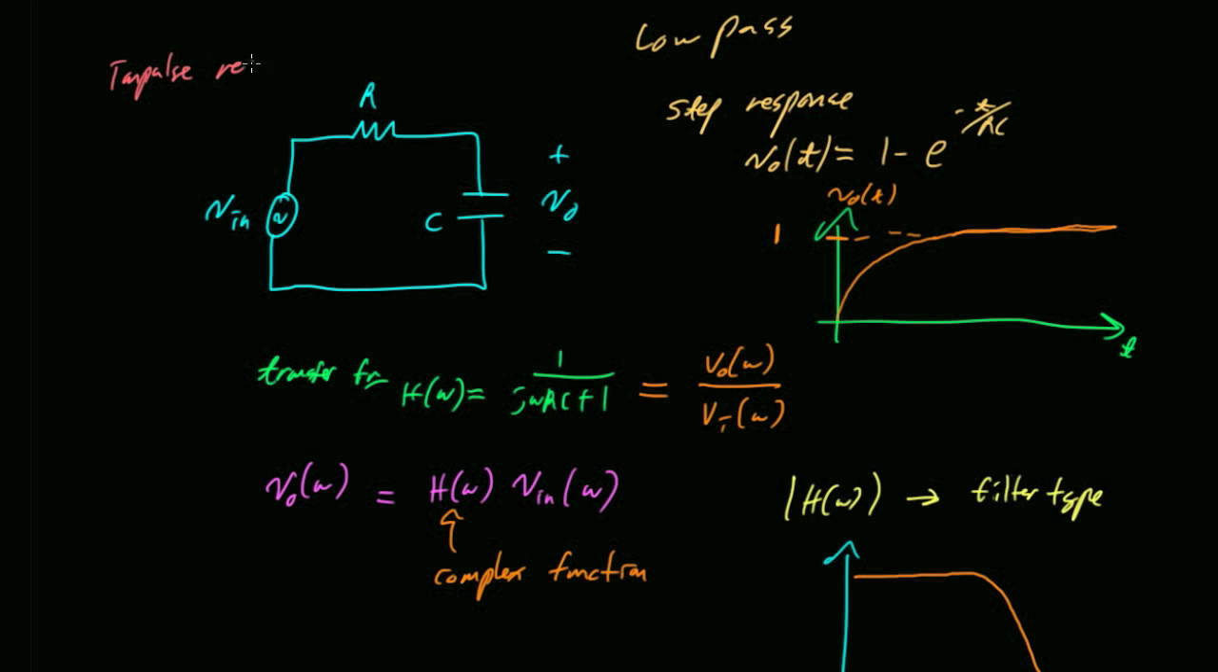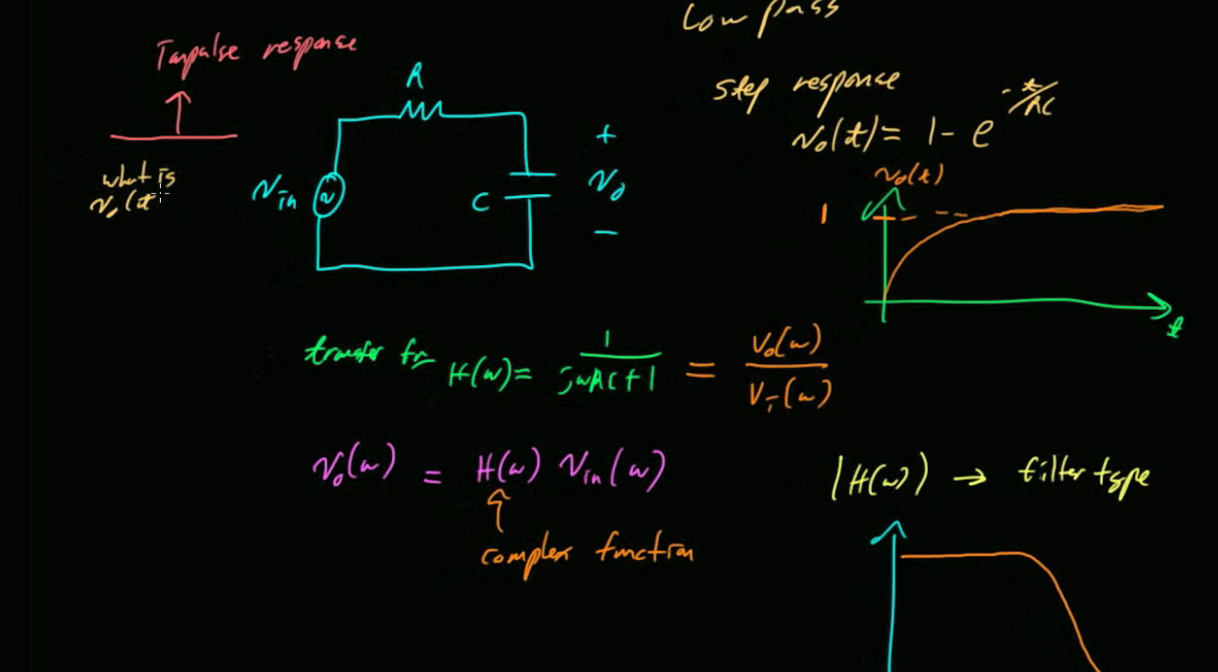So far you know what the step response is, right? The step response is how the circuit responds to a step. I want to know the impulse response. The impulse response is what comes out when your input is an impulse. Right? So this is essentially saying what is V out of t when V in of t equals delta. Delta is our shorthand for impulse.